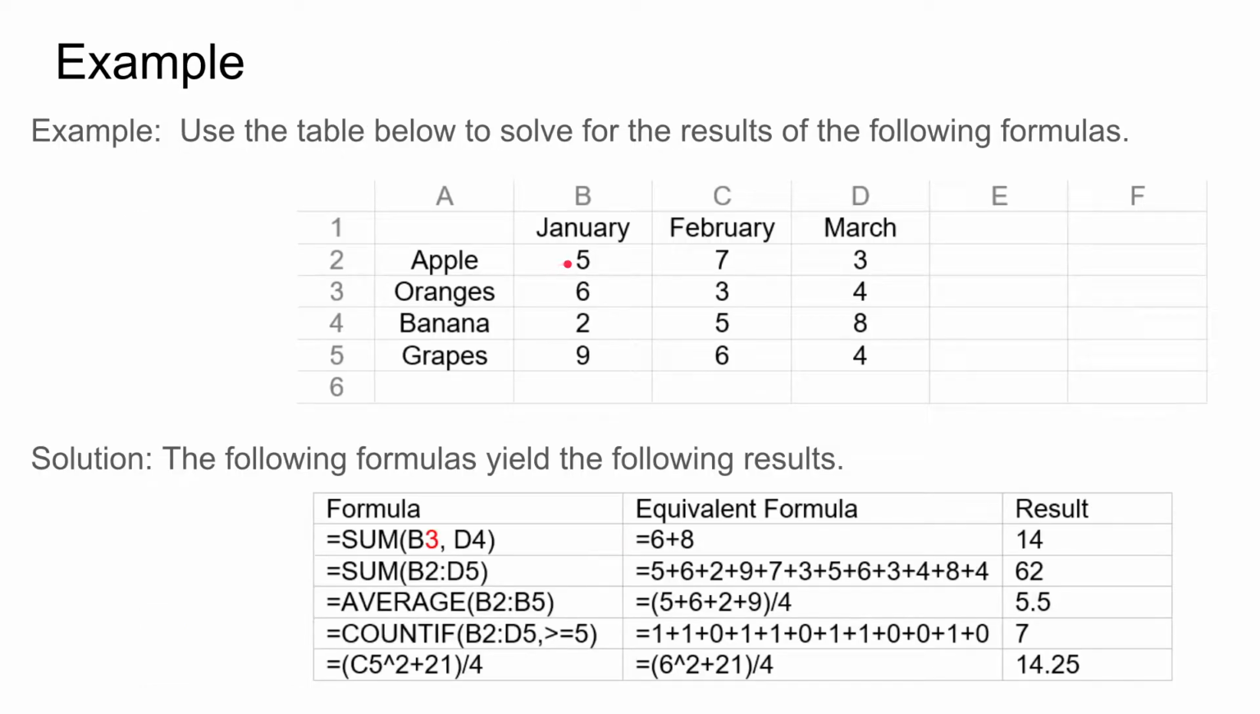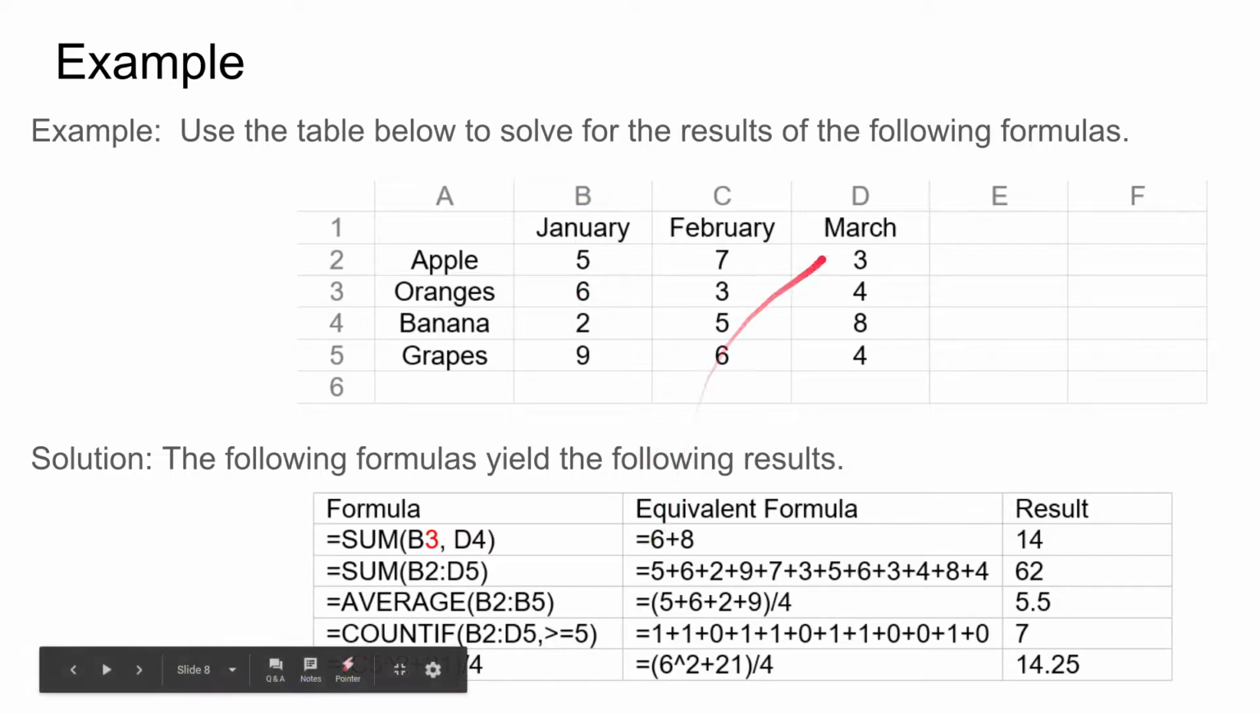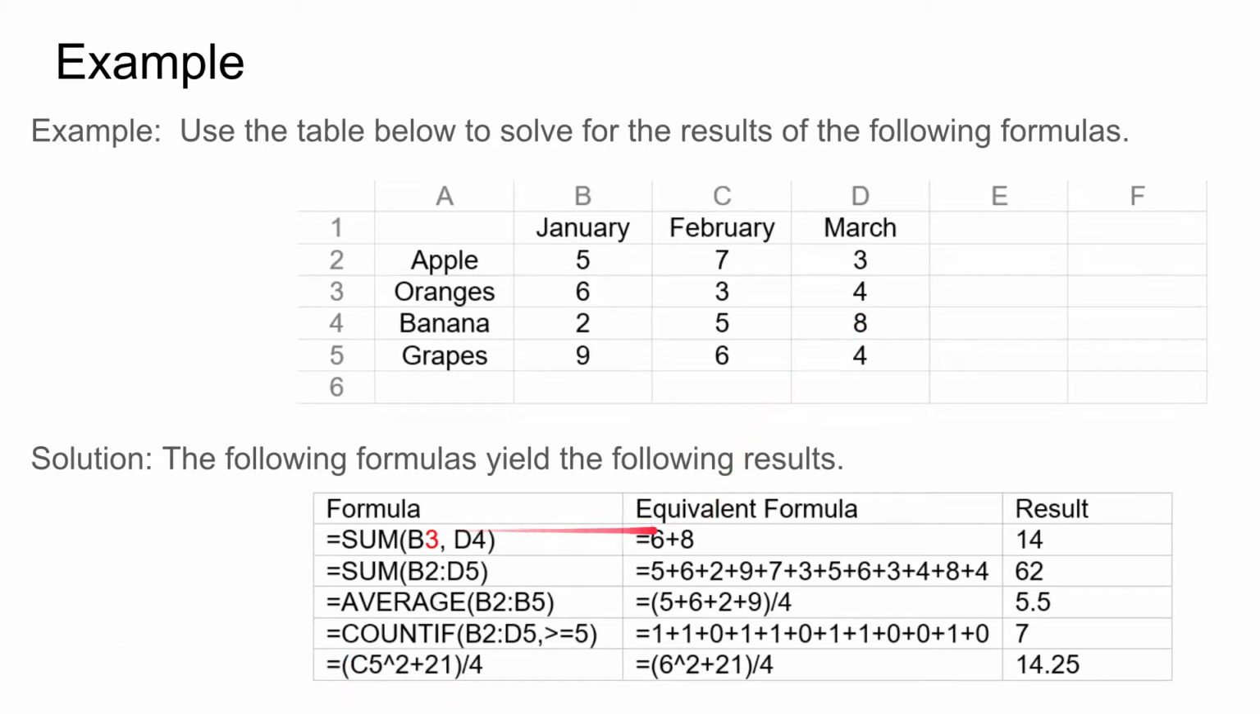So for example, I'm just going to run through some examples. If you have this table here and you were going to calculate a formula, let's say the sum of B3 and D4, we would go to column B, row 3, value is 6, then D4, value is 8, and since we're doing the operation sum, we add them together and we get a result of 14.